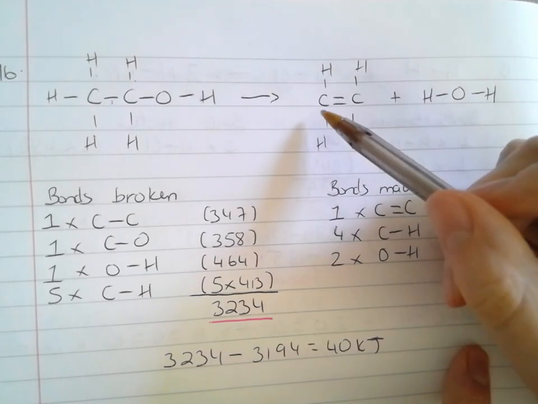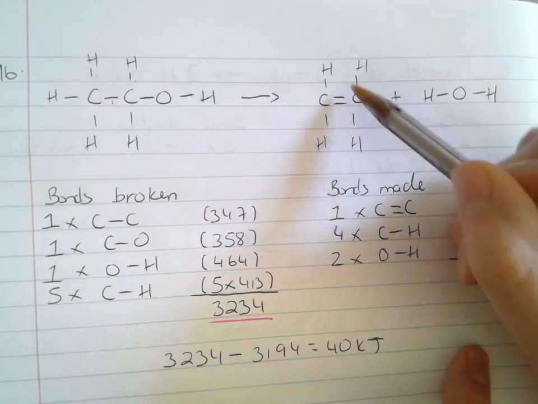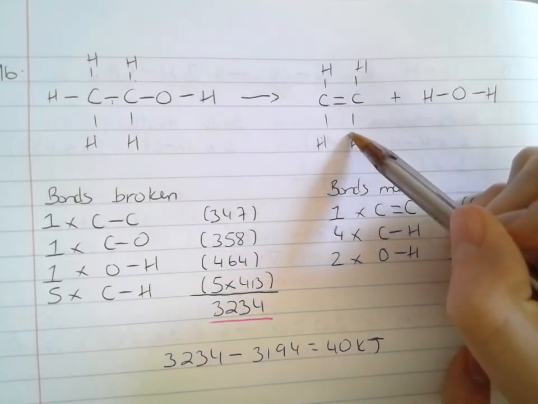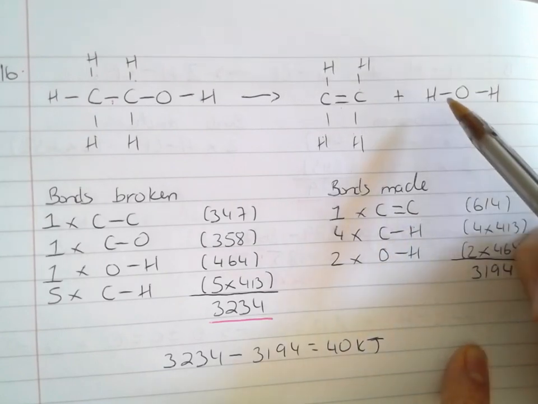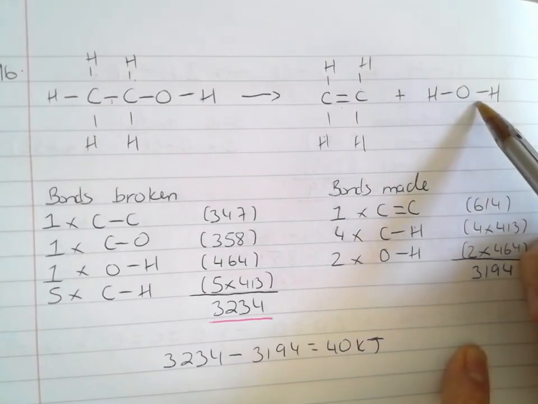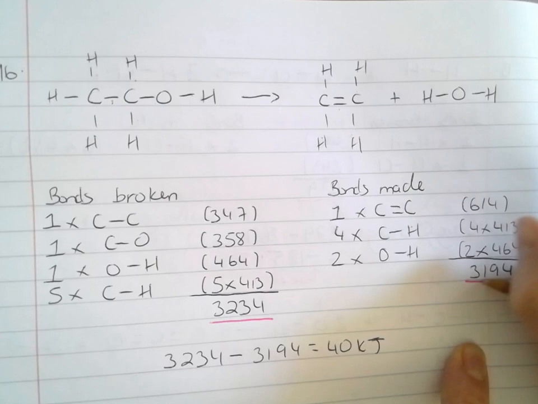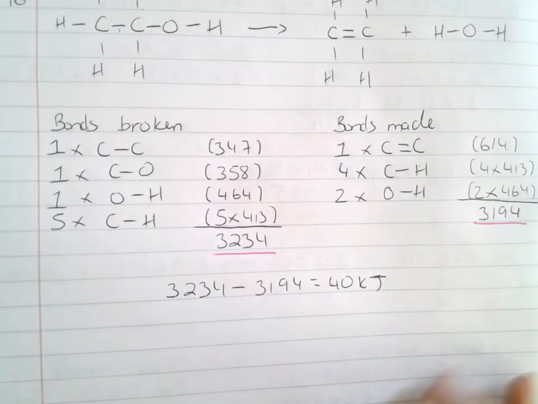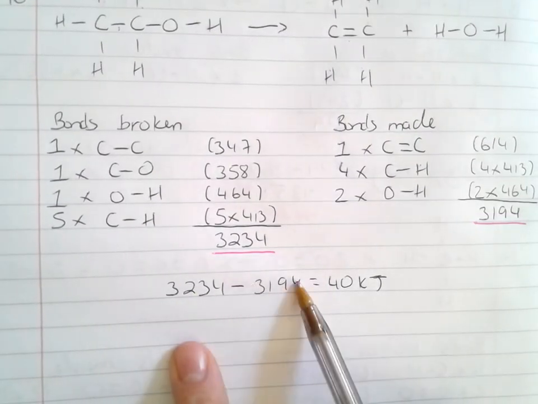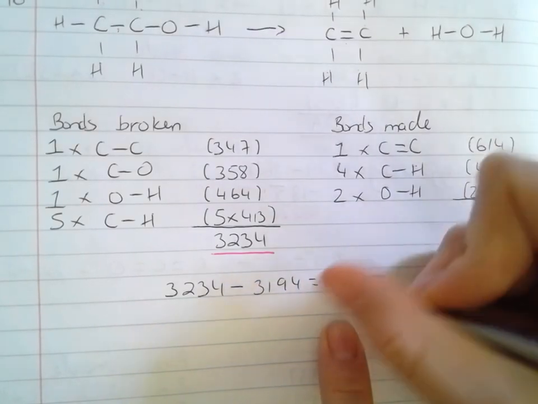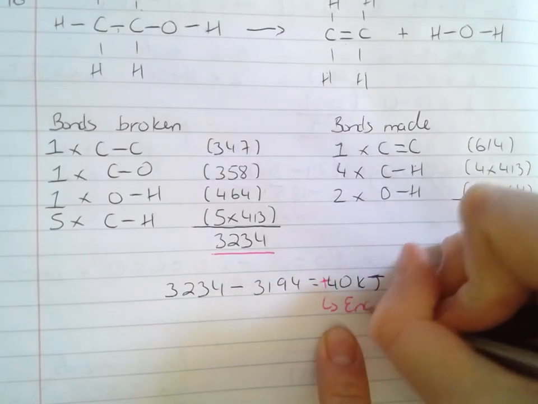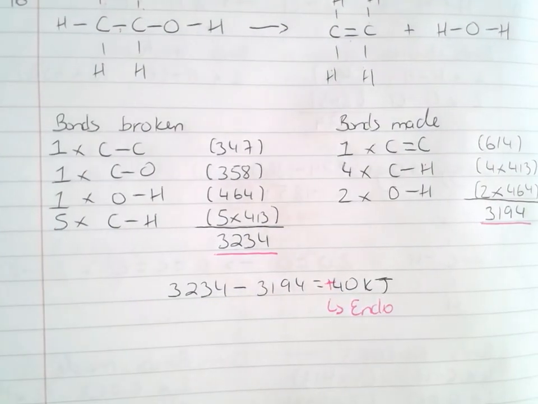Looking at my products, I'm making a carbon double bond carbon. I'm making 4 carbon-hydrogen bonds, and I'm making 2 oxygen-hydrogen bonds. That gives me a total value of 3194. Overall energy change, reactants minus products, that gives me a value of plus 40. That means it's going to be an endothermic reaction.